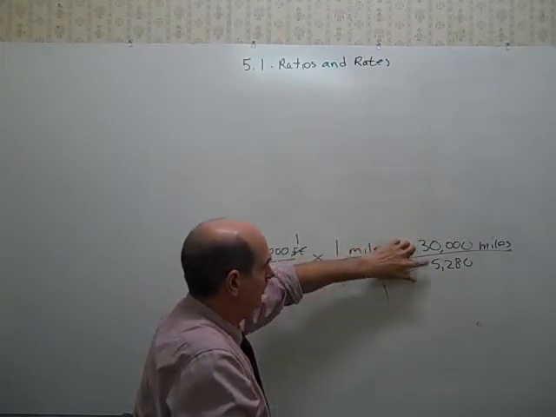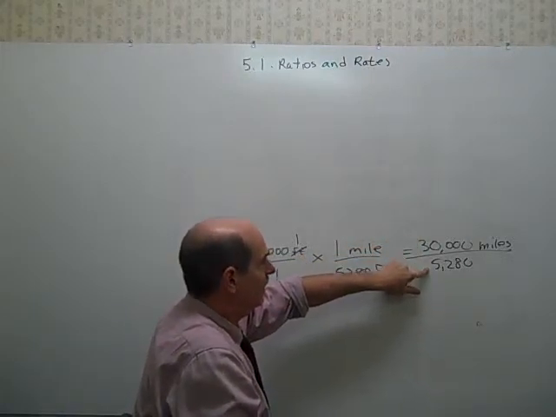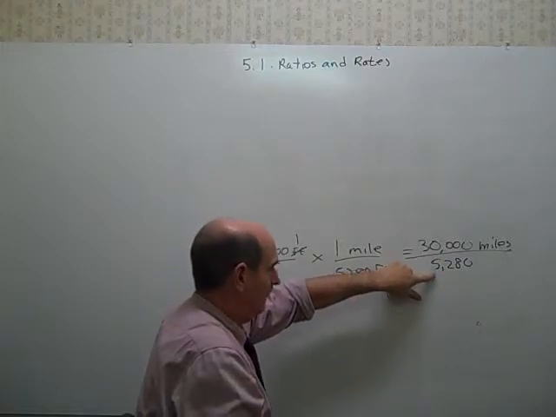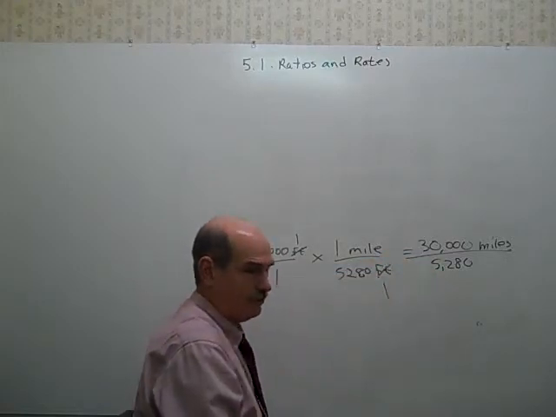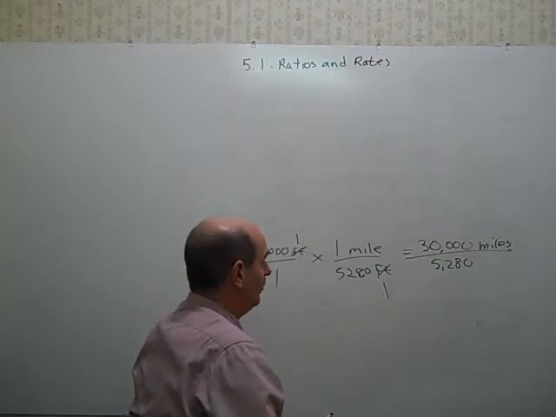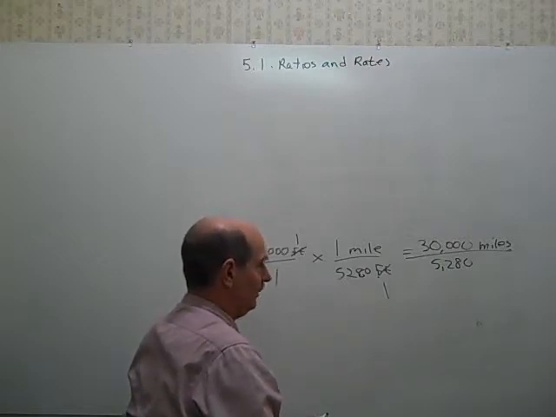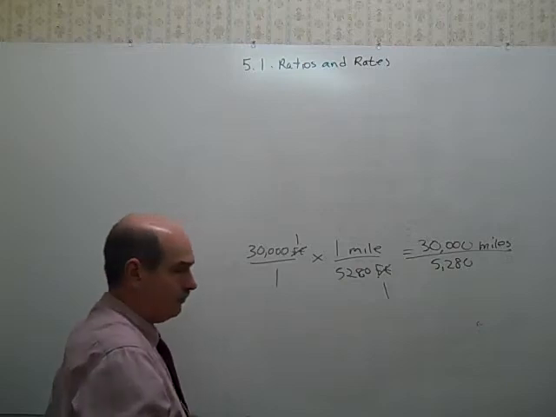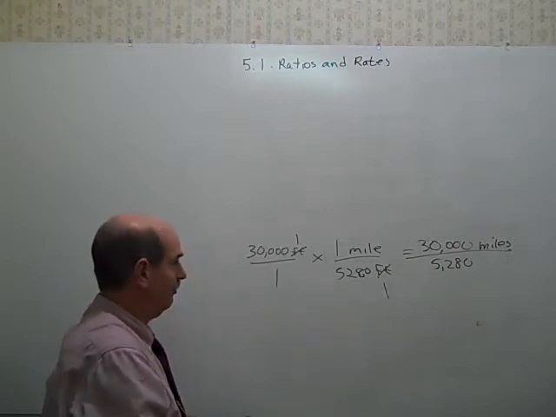When I do 30,000 divided by 5,280, I'll get a number about 6, because 5,000 goes into 30,000 6 times, a little less than 6, maybe 5.8. It's about 5 and 8 tenths miles, just an estimate, which is reasonable. 30,000 feet is a little more than 5 miles, between 5 and 6 miles.